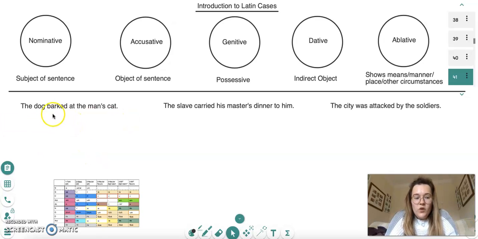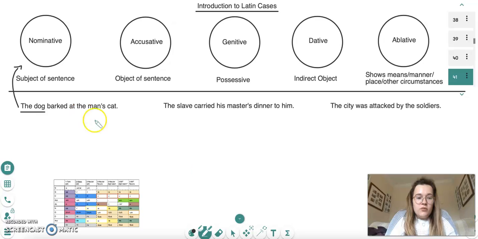So with this first sentence, the dog barked at the man's cat. So we've got the dog, and that is the subject of the sentence, and that is because it is the subject of the verb. It's what the verb is relating to. So the dog is the nominative in the sentence.